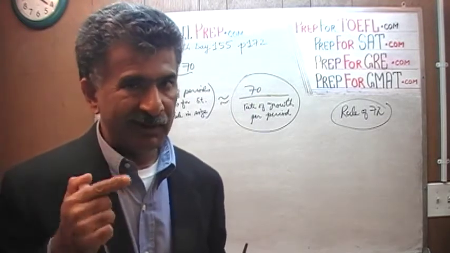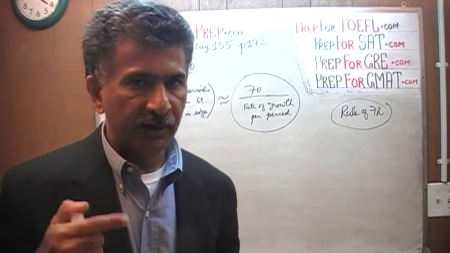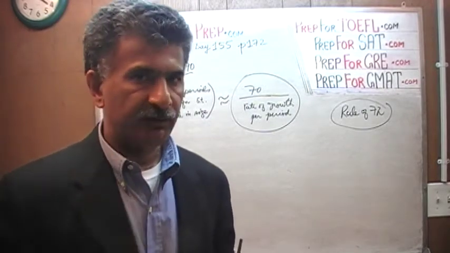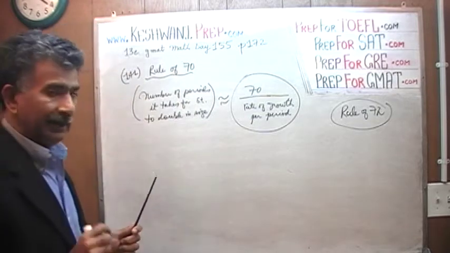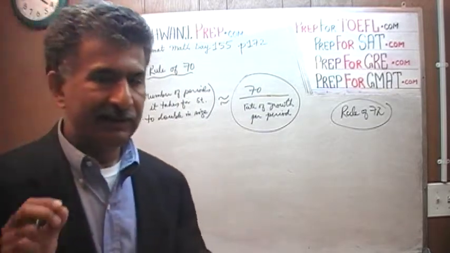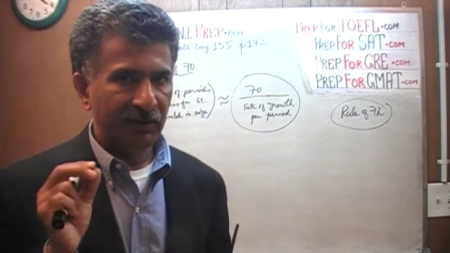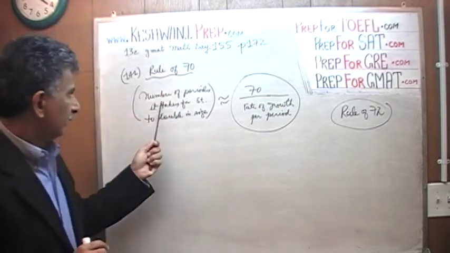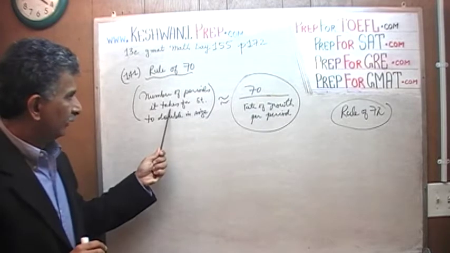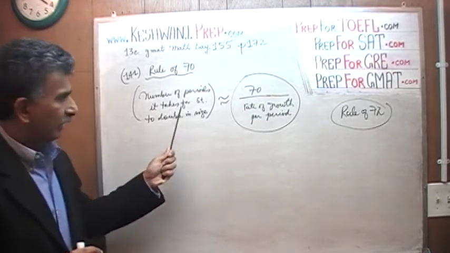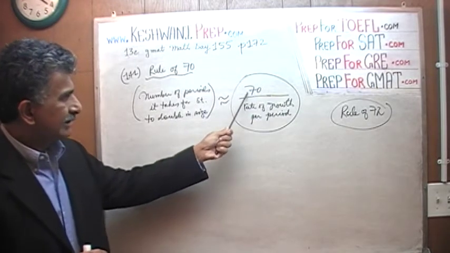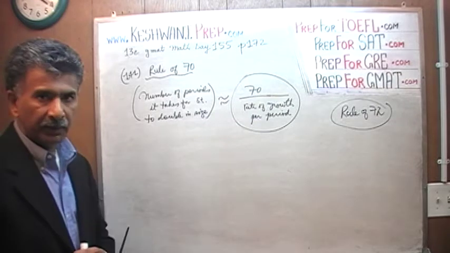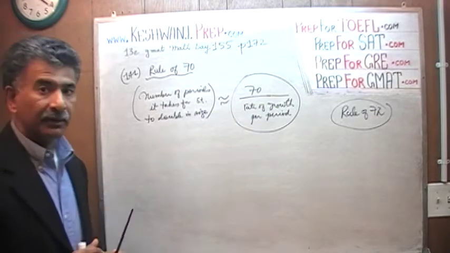Notice how vague and generic I am in my speech. There is a reason for it. We'll come to that in a second. It does not deal only with money. It does not deal only with investment. It's a very, very broad concept. This is what it says: the number of periods it takes for something to double in size approximately equals 70 divided by the rate of growth per period. 70 divided by the rate of growth per period.